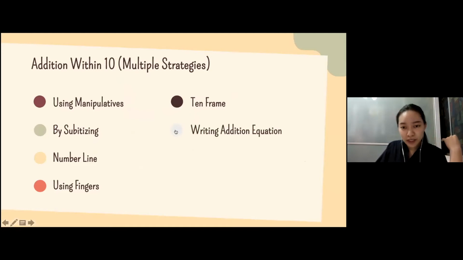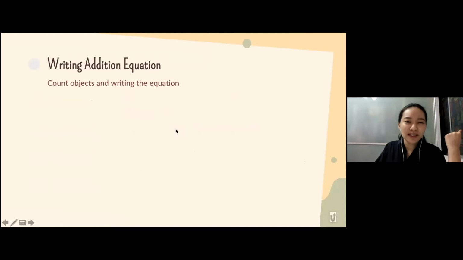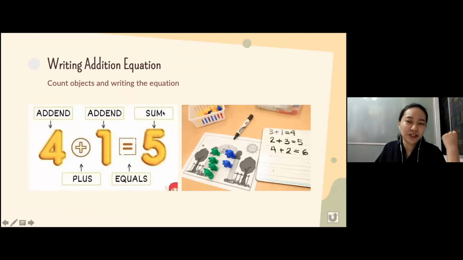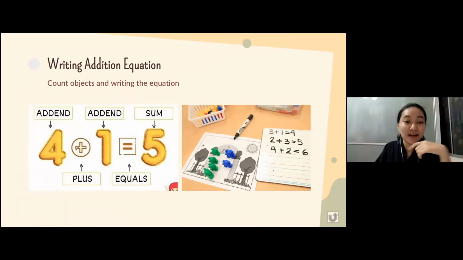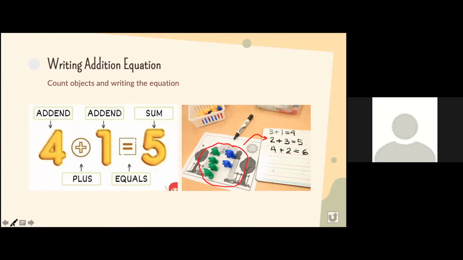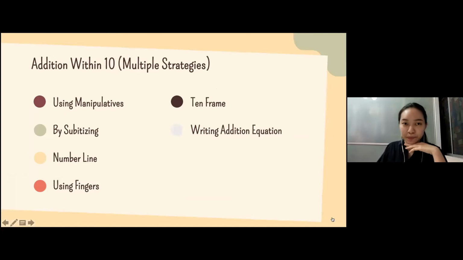So another one will be writing addition equations. This is something that we have already been teaching them all the way here. Just to let you know, you have to introduce the kids to these symbols. Okay, so introduce the kids: this is a plus and this is an equal sign. So one thing is you give the kid a situation, like a problem, and the kid will have to write down the equation themselves. Okay, so this is one of the skills to teach. So this is addition within 10, and these are some strategies that we use.